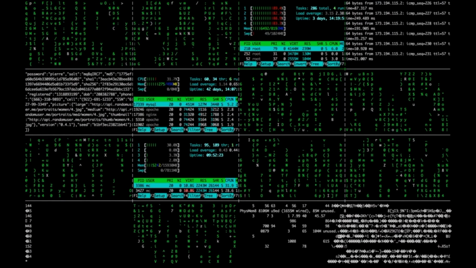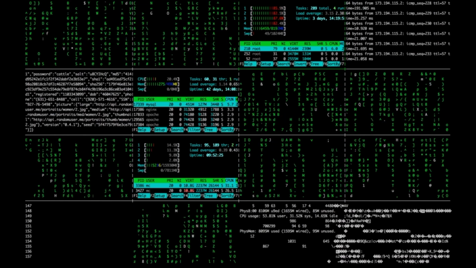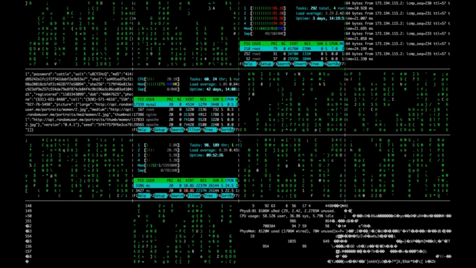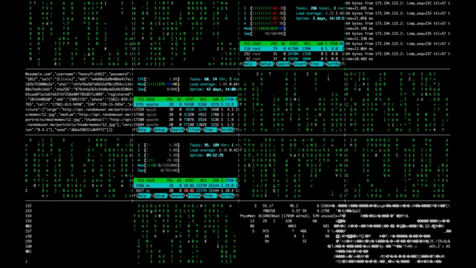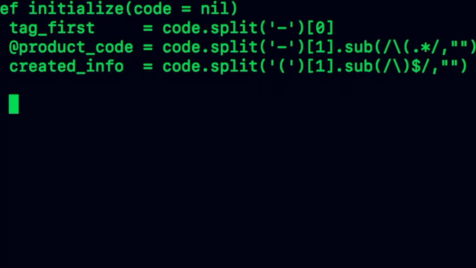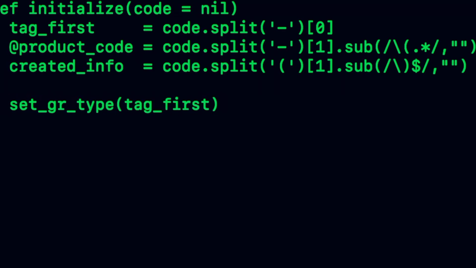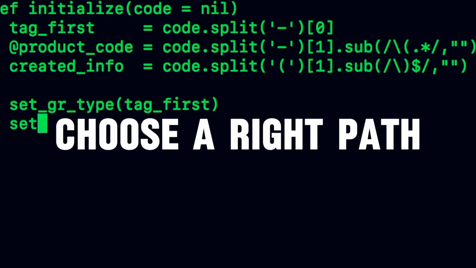Master the fundamentals of networking, including TCP/IP, DNS, HTTP, HTTPS, firewalls, subnets, VPNs, and more. Gain proficiency in Linux and familiarize yourself with different scripting languages such as Python and Bash. After you've learned the basics, the next step is to choose the right path.